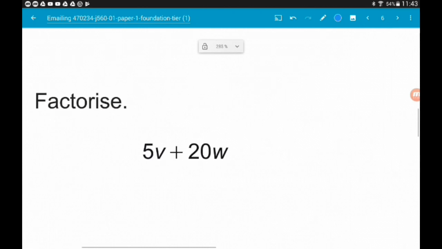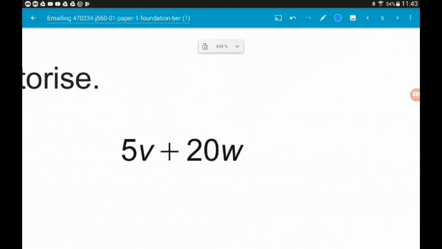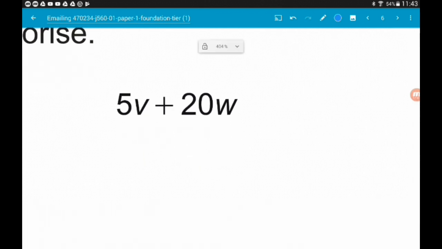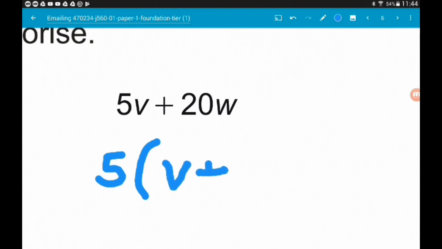Part B wants us to factorize 5v plus 20w. So factorize means to put into brackets. So here we have a common factor of 5. So we could write this as 5 brackets v plus 4w.